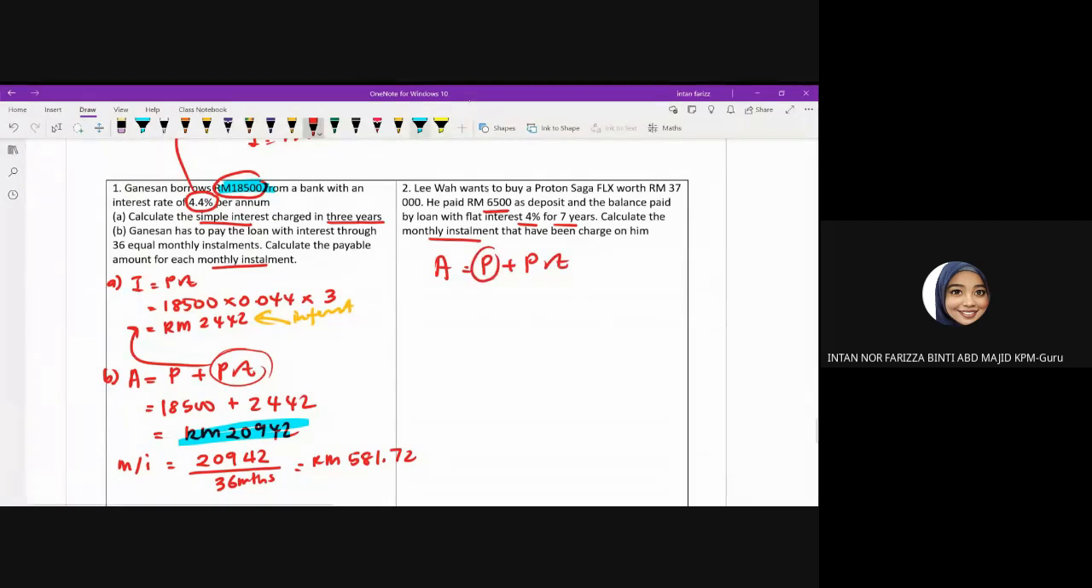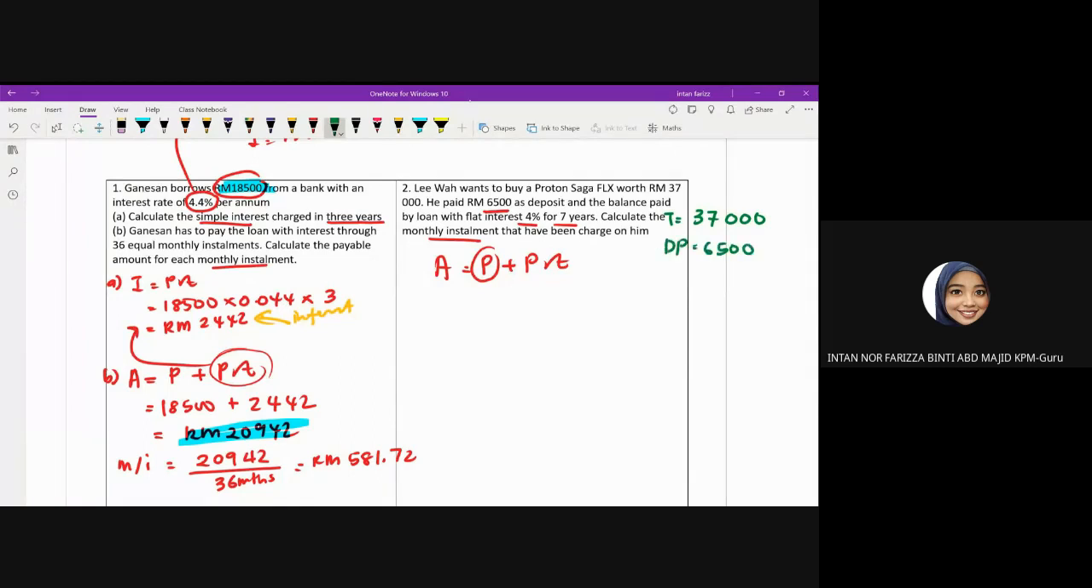Tapi this is a tricky question. This one soalan ni jahat. Kenapa soalan ni jahat? Because, okay, the price of the car is 37,000. But he will pay advance. Okay, this is the total price. So down payment is 6,500.